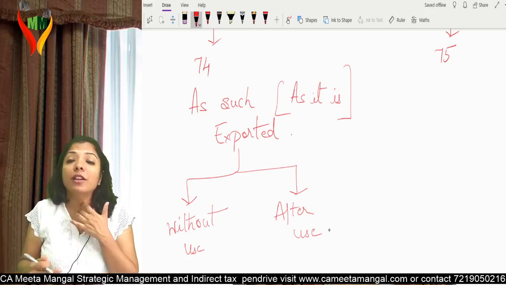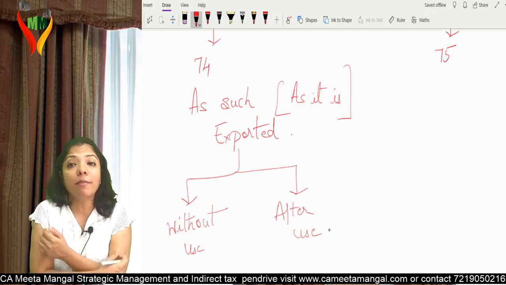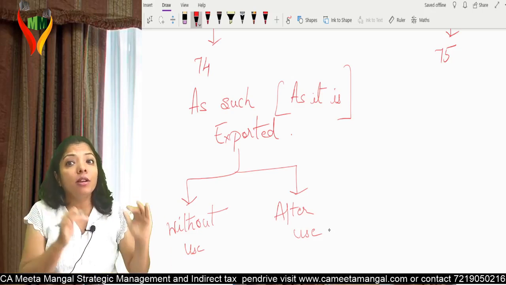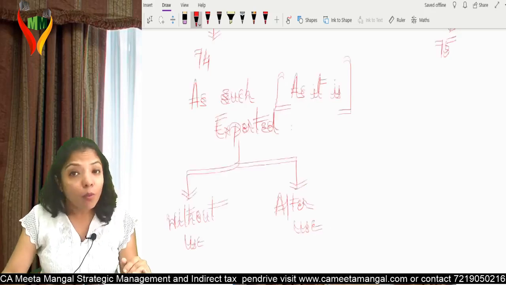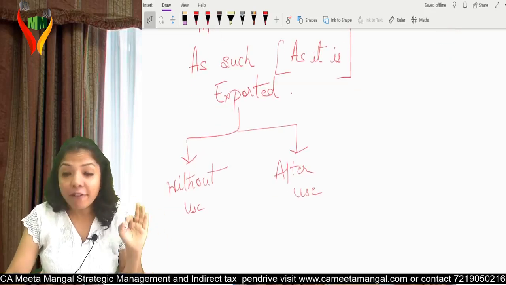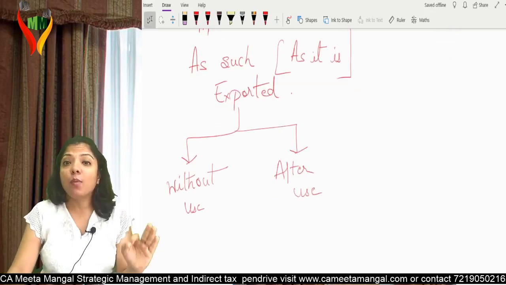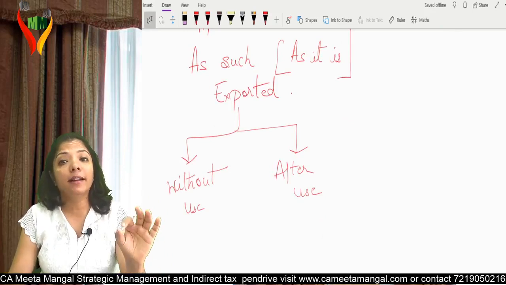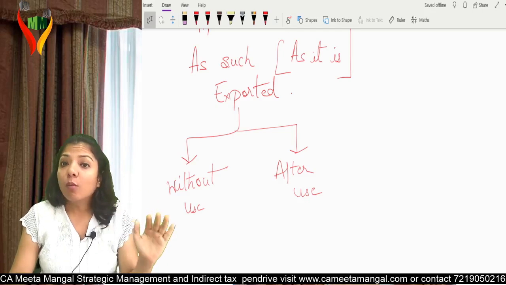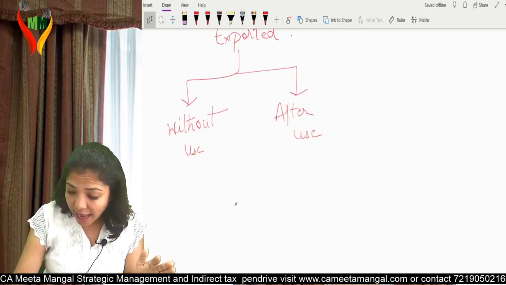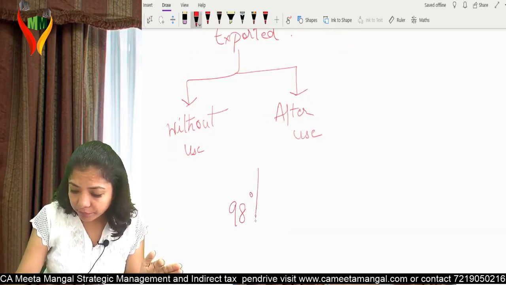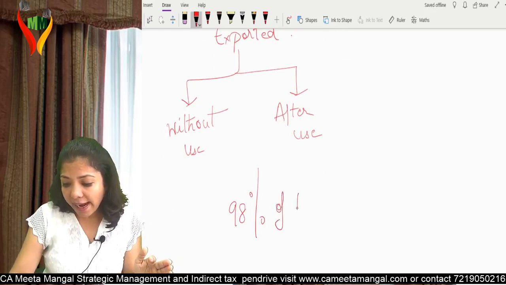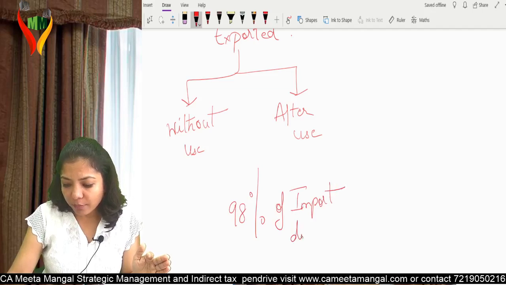Then what duty drawback are you going to give me, boss? Whatever import duty I have paid, that I will get as duty drawback, provided I fulfill the required conditions. Whatever import duty, 98% of import duty. I hope you're with me.